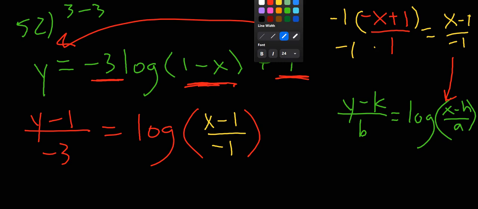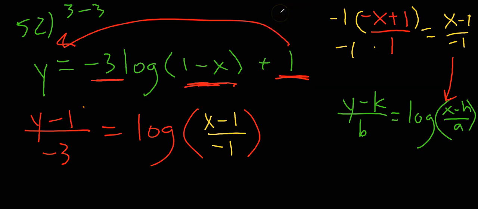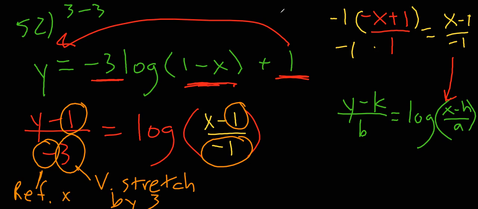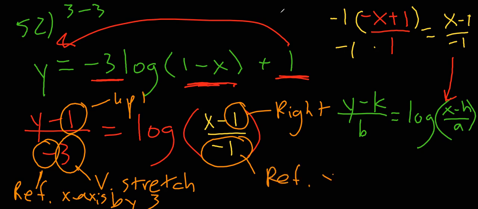So now you have, let's see here. We got 1 thing there, 2 things, 3 things, 4 things, 5 things. You got 5 things to tell me about that. Like we got a vertical stretch by 3. We've got a reflection across the x-axis. We got an up 1, yes. We got a right 1. And we got a reflection across the y-axis. Man, this thing's like going crazy.